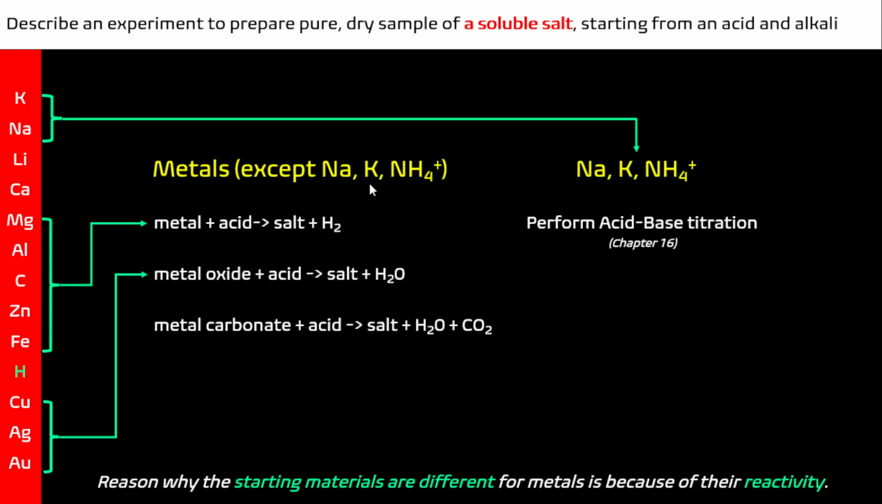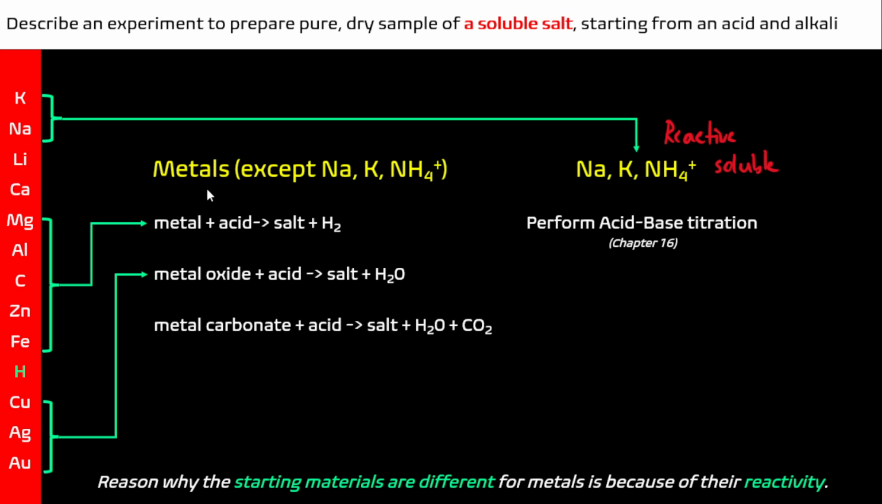Now, describe an experiment to prepare a pure dry sample of soluble salts starting from an acid and an alkali. To prepare soluble salts, we need to first identify what metals we have. If it is sodium, potassium, or ammonium ions, they are very reactive in nature, and all of their compounds are soluble. So that means we have to use a different method. For them, we're going to use acid-base titration, which I'll discuss in a few minutes.